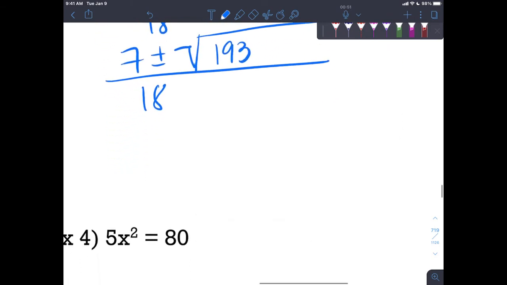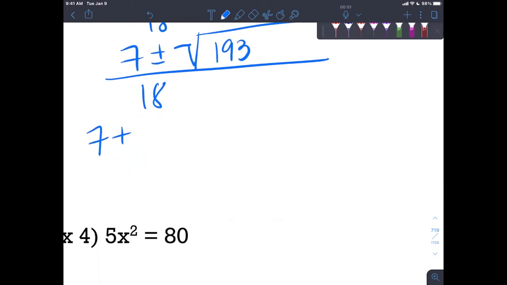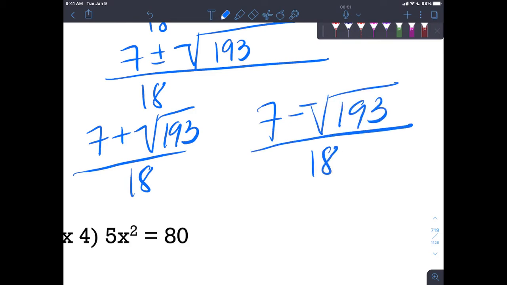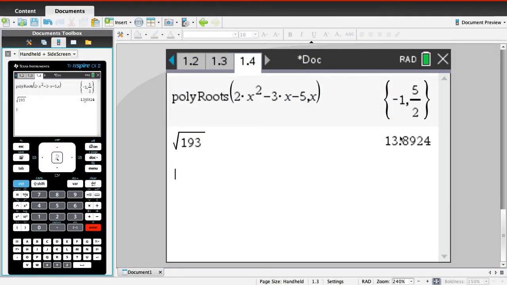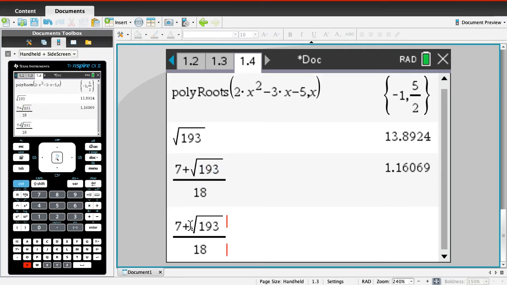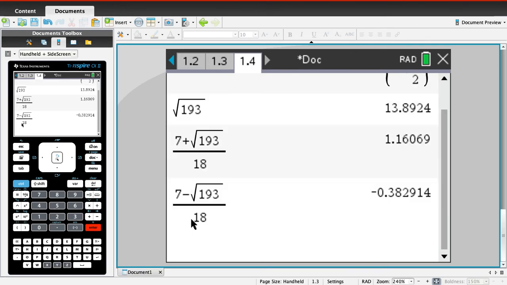So I'm going to go ahead and break this guy apart. 7 plus square root of 193 over 18. 7 minus square root of 193 over 18. And I'll go ahead and plug these in. 7 plus square root of 193, and I want to make sure this entire thing is divided by 18. Okay. So I got one answer. And let us go ahead and take a look at the second one.